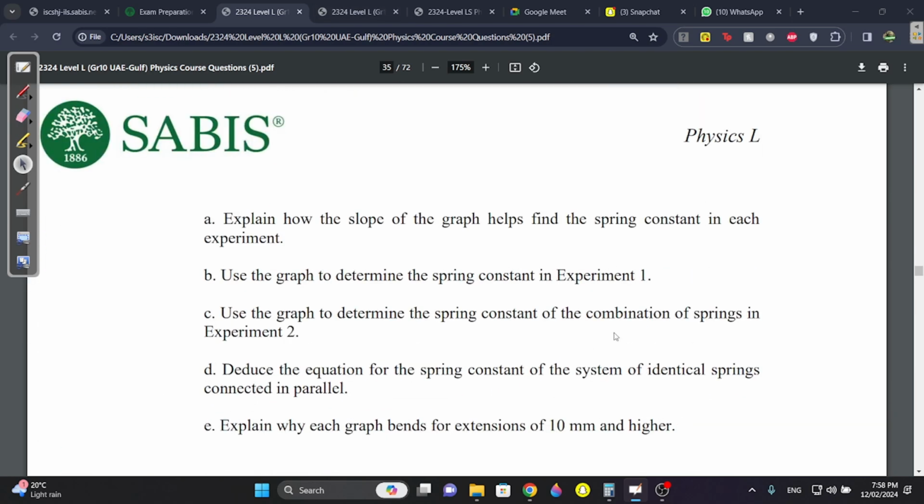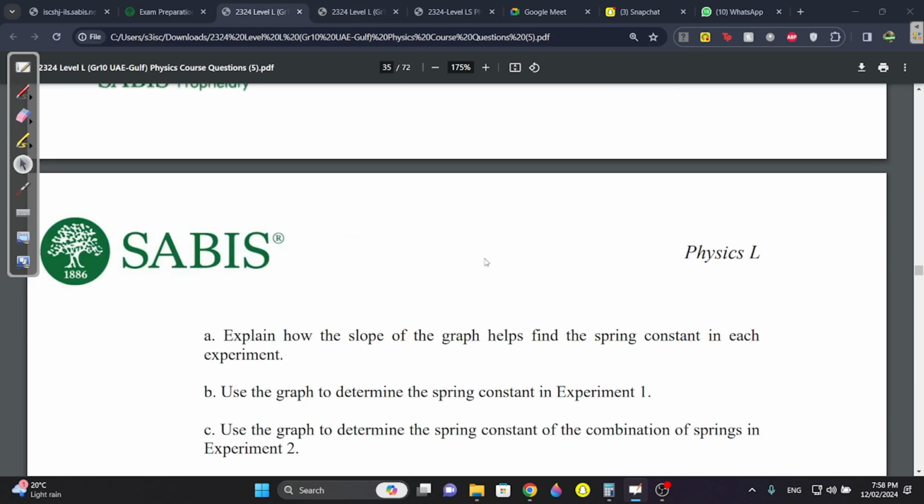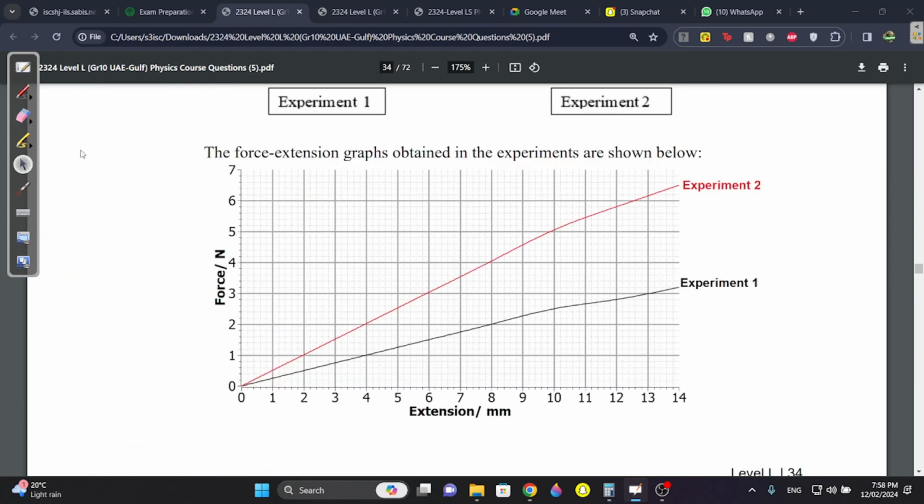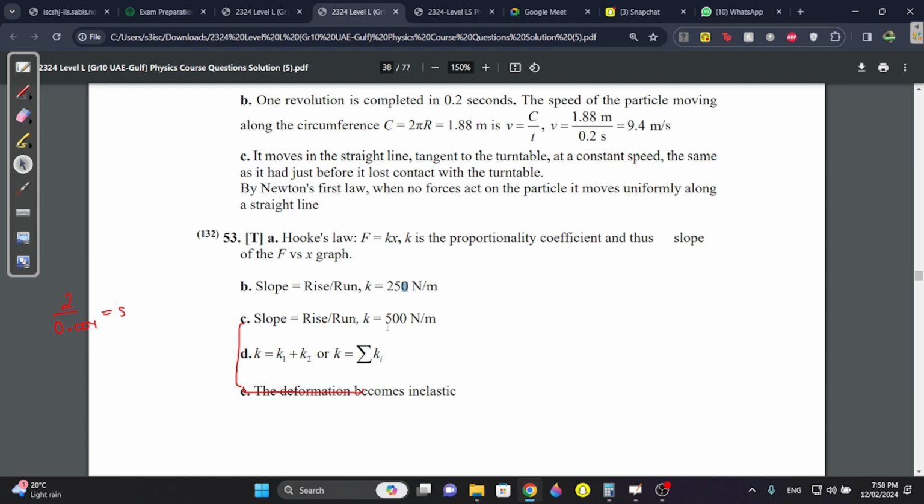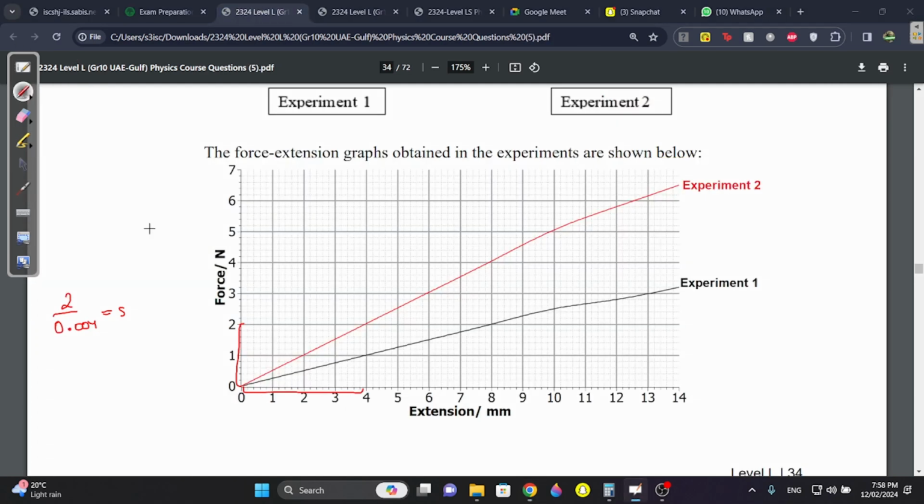I think they're going to ask for experiment 2. Yeah, it should be the same thing. Rise over run. It rises 2 and it runs again 0.004. So 2 over 0.004, and you get 500. You get 500 newtons per meter.